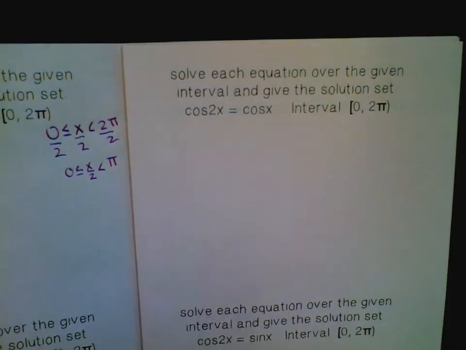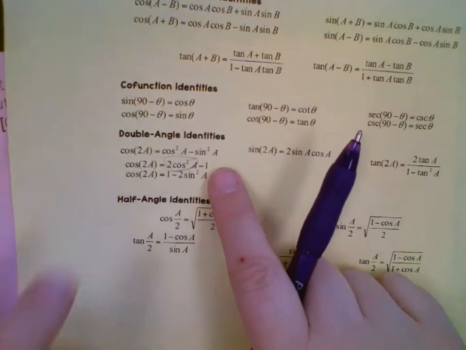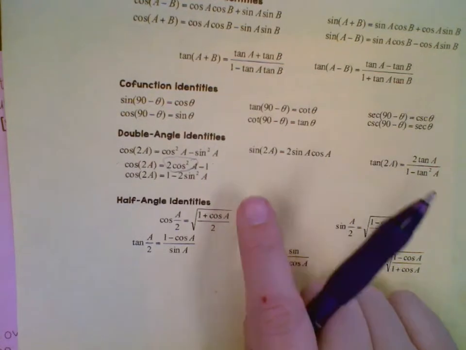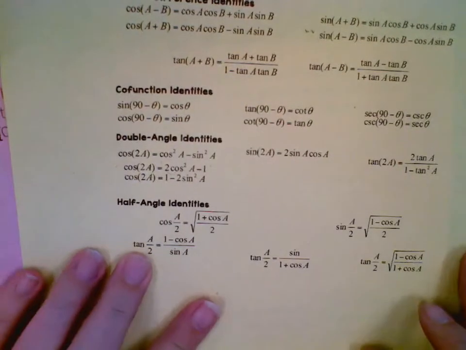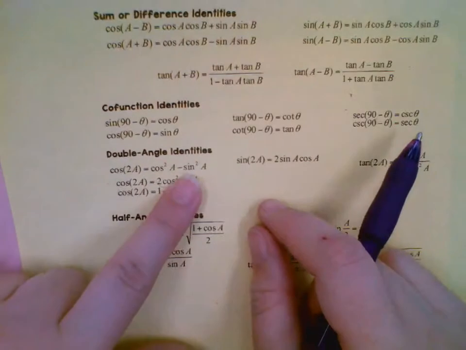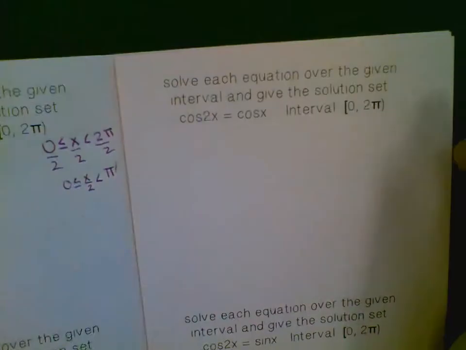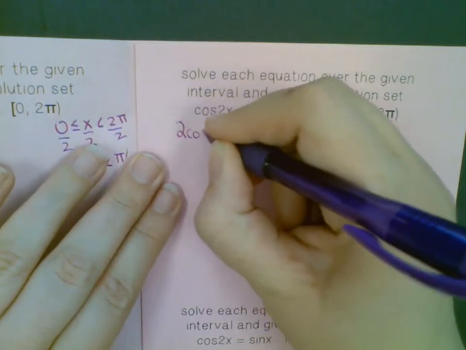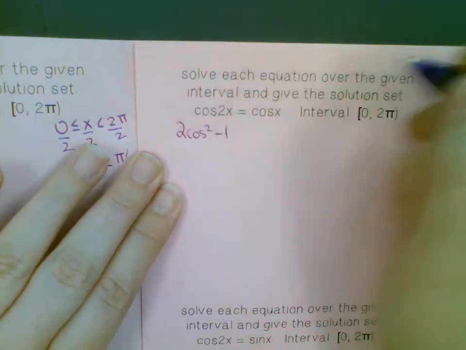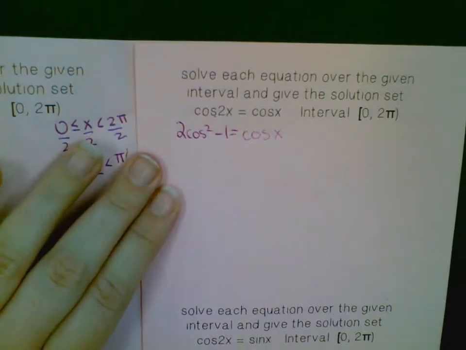So if you look at your double angle identities, we have that cosine of 2x is equal to 2 cosine squared of x minus 1. So that's the one we're going to use. And I picked this one because we have cosine over here. I don't want to pick the one with sine because then I'm going to be stuck with a sine too, and I want just one function and one angle measure. So change this to 2 cosine squared minus 1 equals cosine x. And now we can solve for x.